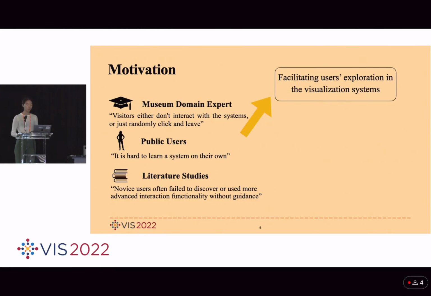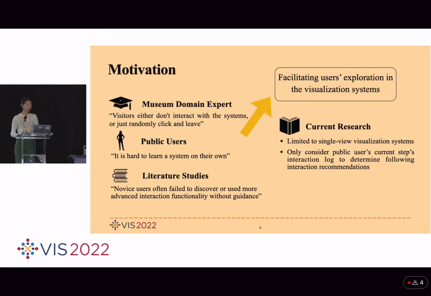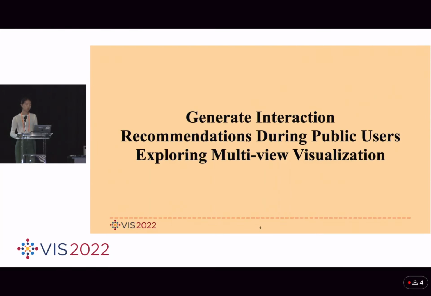While most of the current research is limited to single-view visualization systems or considers users' one-step interaction, it is unable to support visualization systems with multiple views and interaction types. So in this work, we provide a solution targeting the above challenge. We are primarily focusing on designing a model to generate interaction recommendations for public users.